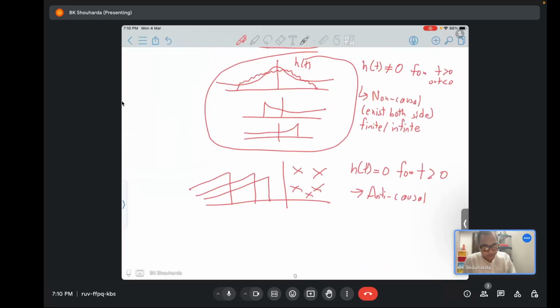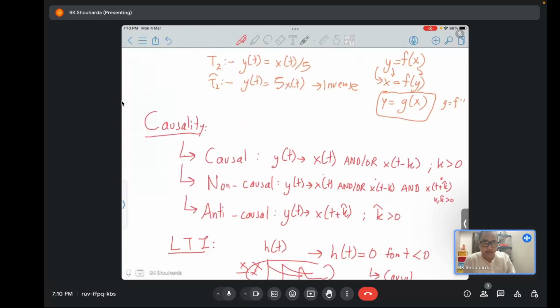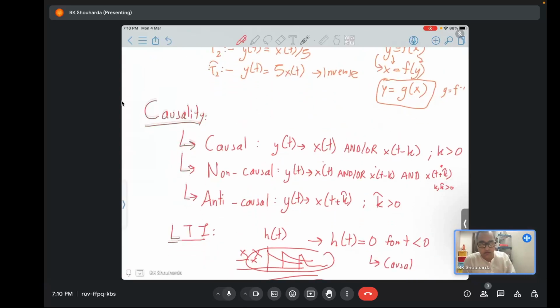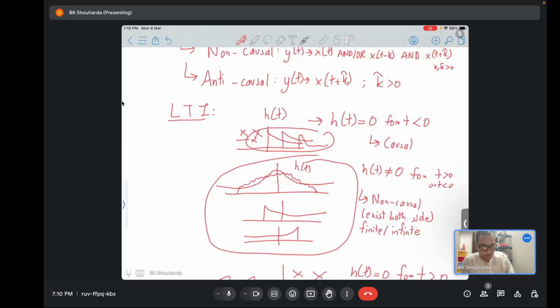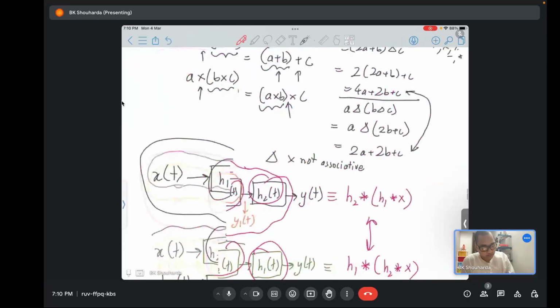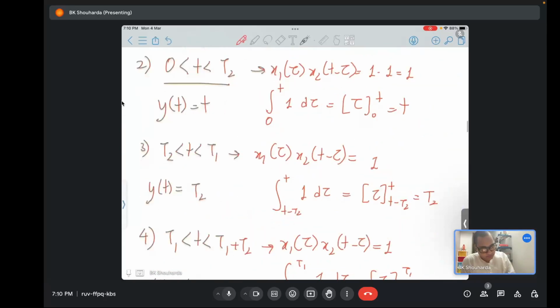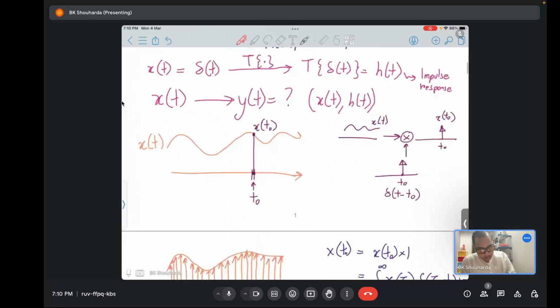Okay, so in one or the other way, you can say that anti-causal systems never exist. Even non-causal systems cannot exist because they can take you to the future as well, both past and future. But causal systems can exist. Okay, this is causality. And finally, we have stability.